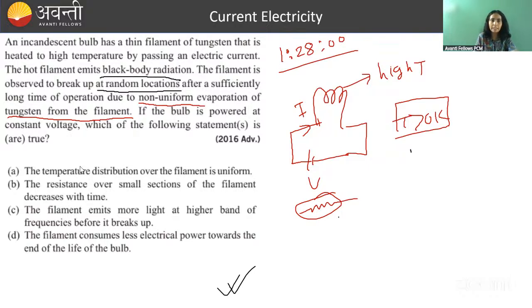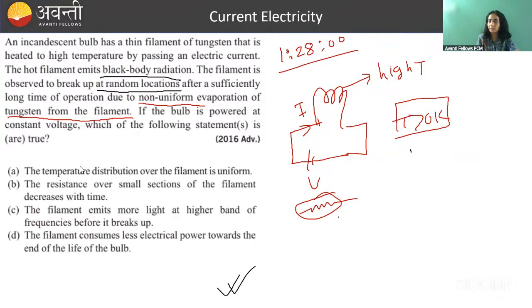Basically यहाँ पे जो heating हो रही है ना, that heating is not constant throughout, and that is why randomly it is breaking, randomly evaporating. किसी लोकेशन का टेम्परेचर बहुत ज्यादा बढ़ गया होगा, इवेपोरेट कर गया. ठीक है, सो टेम्परेचर डिस्ट्रीब्यूशन इज नॉट uniform over the tungsten filament. First thing. Now, what are the statements?